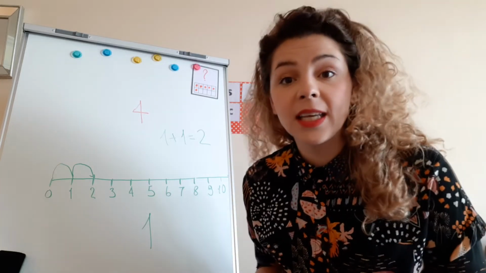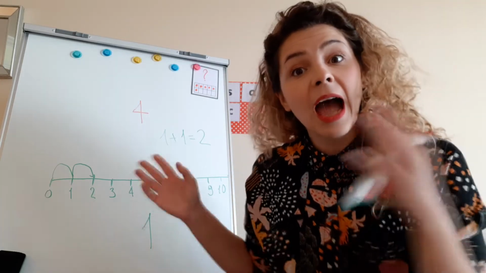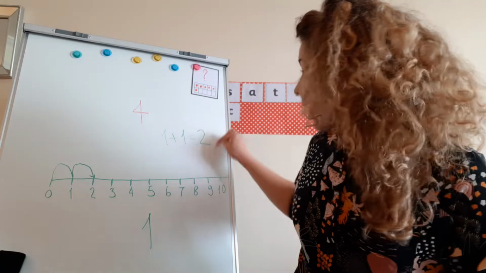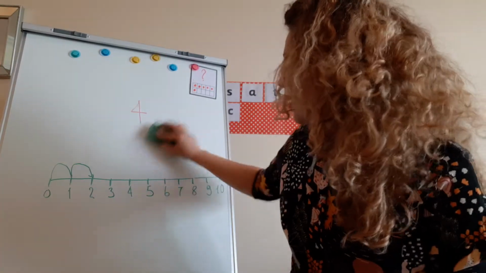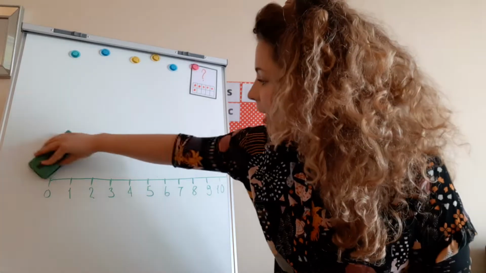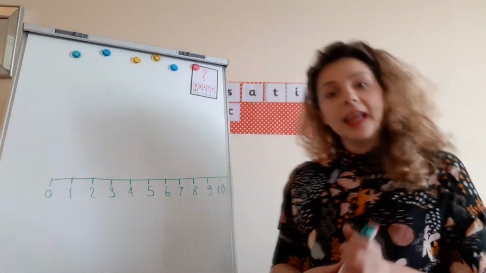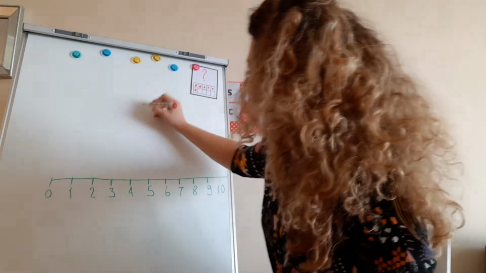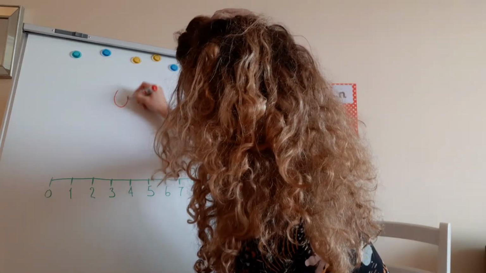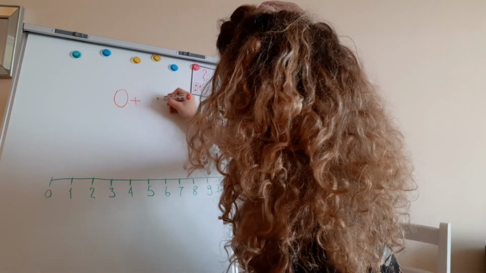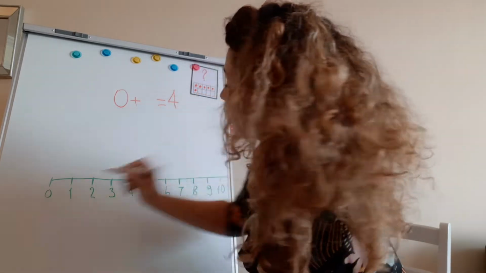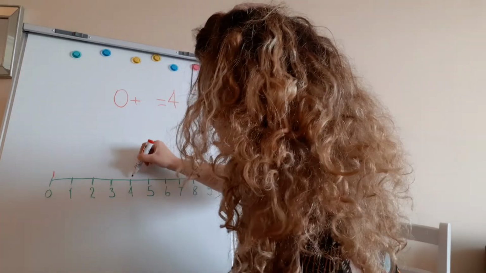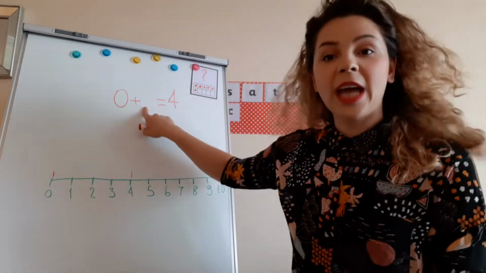Now we're going to see how can we do this, but to have number 4 in the end, okay? So let's see like this. Let's say we start from 0, okay? Guys, I need you to write this down in your notebooks. So how much do we have to hop from 0 to number 4? How much do we have to add?